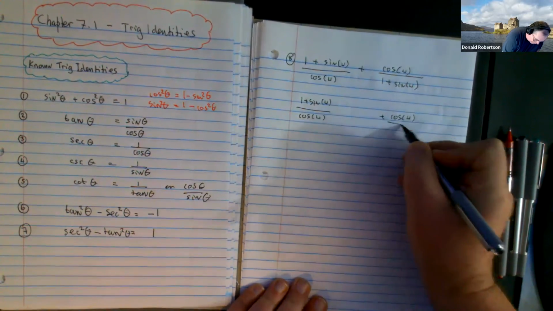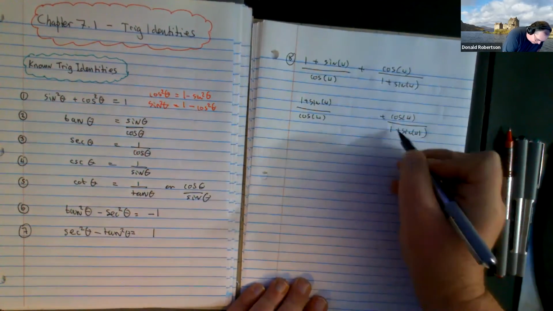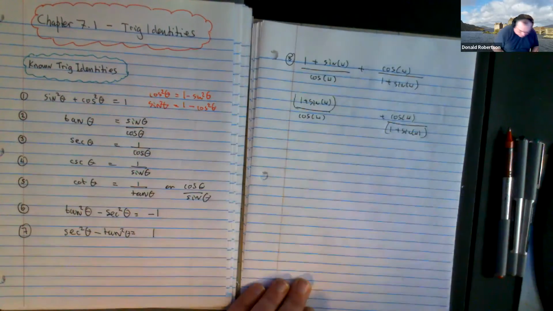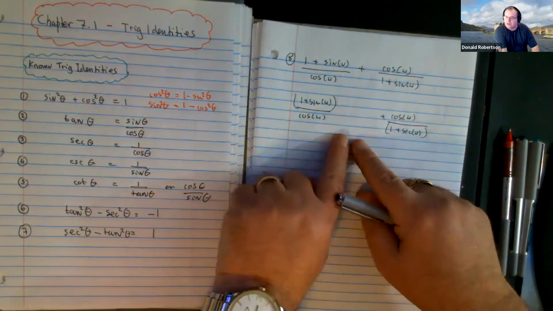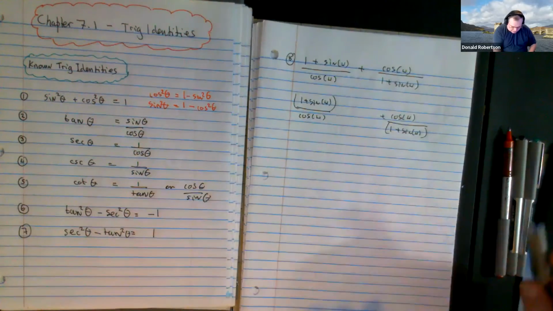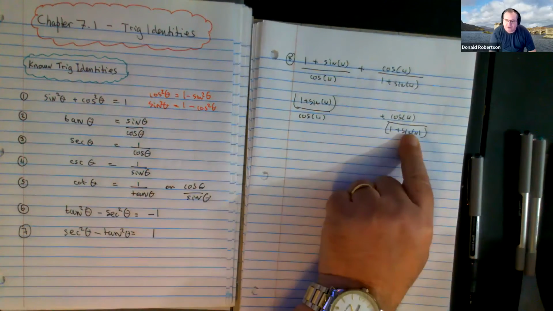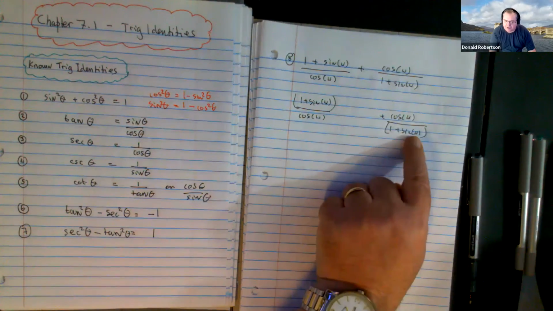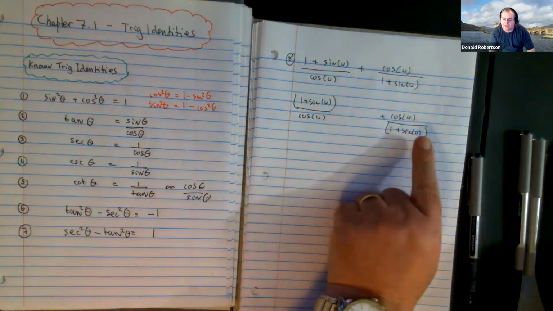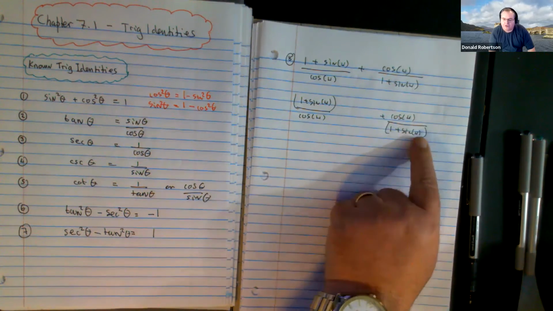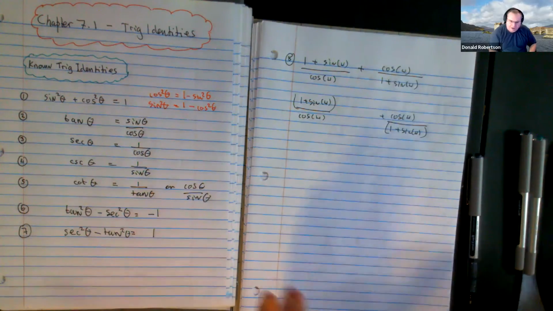But hopefully you remember one of the things about adding fractions is that they have to have a common denominator, right? The bottoms have to be the same thing if you're going to add them. This fraction has a cosine u on the bottom. This fraction has a totally different 1 plus sine u. So I'm going to change the way this fraction looks and the way this fraction looks so that both fractions have the same common denominator.